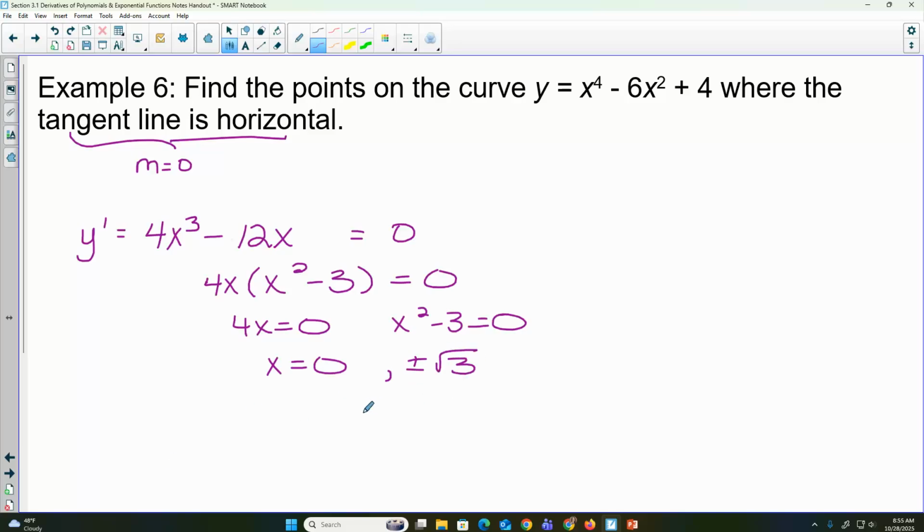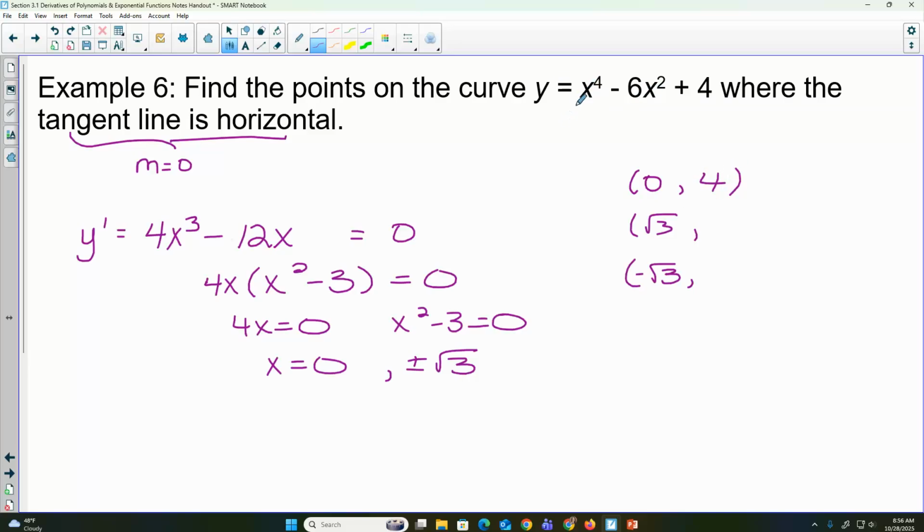I didn't really specify here if I just wanted the x values or the ordered pairs. If I did want ordered pairs, we have 3 different x's. How would I get the y values for the ordered pairs? Just plug that back in. You put a 0 in, you get 0 minus 0 plus 4, so 0, 4.